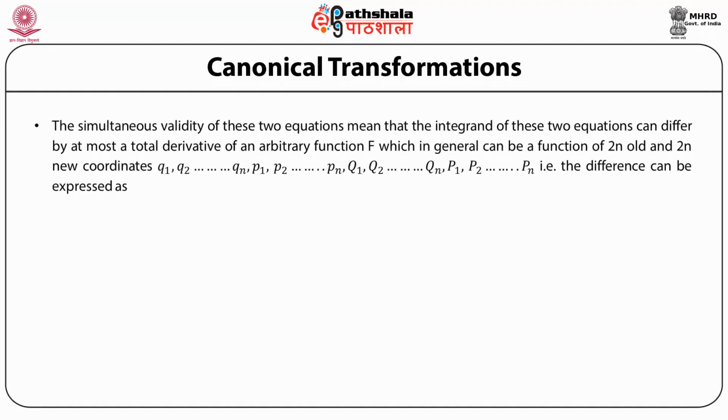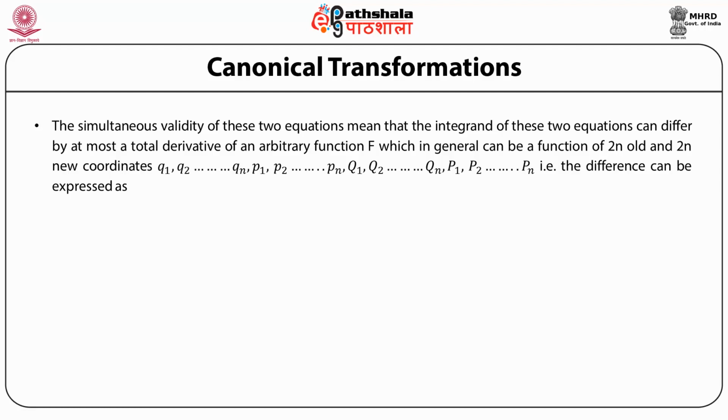The simultaneous validity of these two equations means that the integrands of these two equations can differ by at most a total derivative of an arbitrary function F. Now this arbitrary function F in general can be a function of 2n old and 2n new coordinates, that is q1, q2, ..., qn, p1, p2, ..., pn, capital Q1, Q2, ..., Qn and capital P1, P2, ..., Pn, and the difference can be expressed as a total derivative.